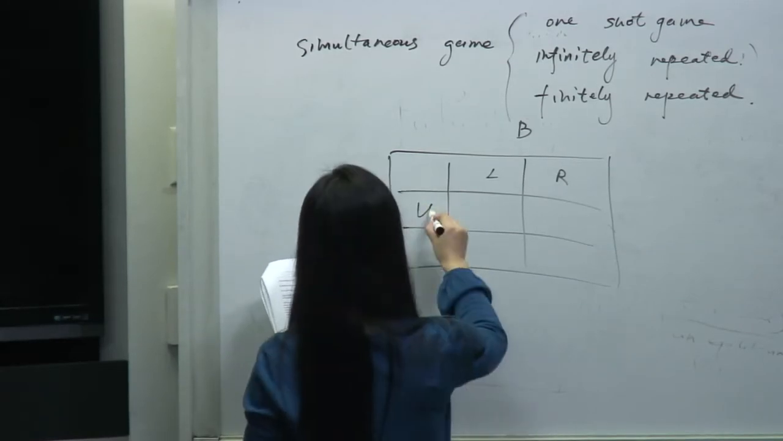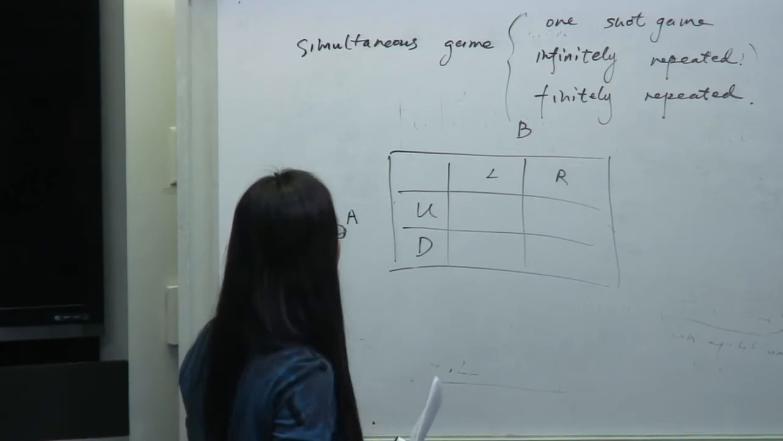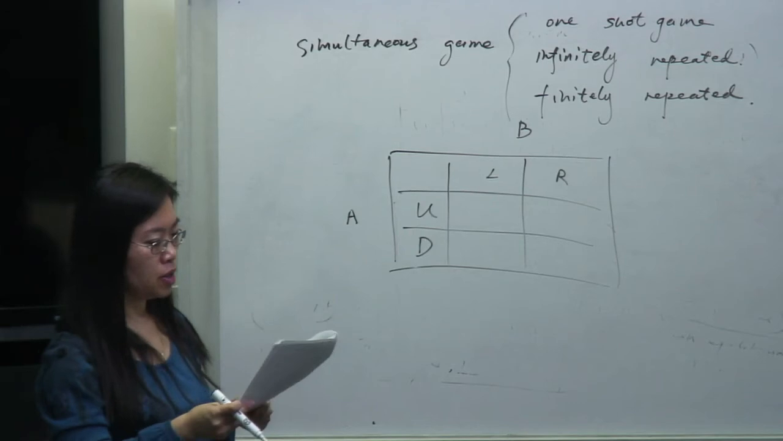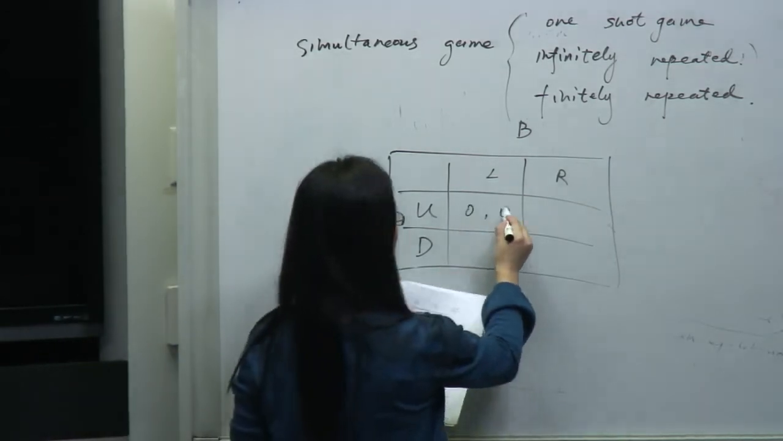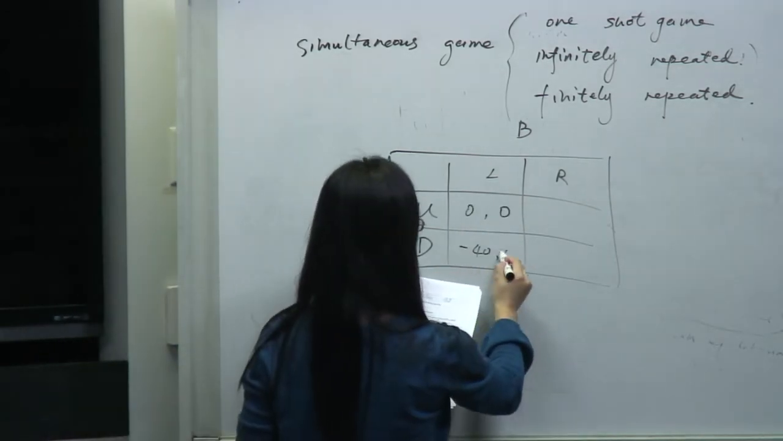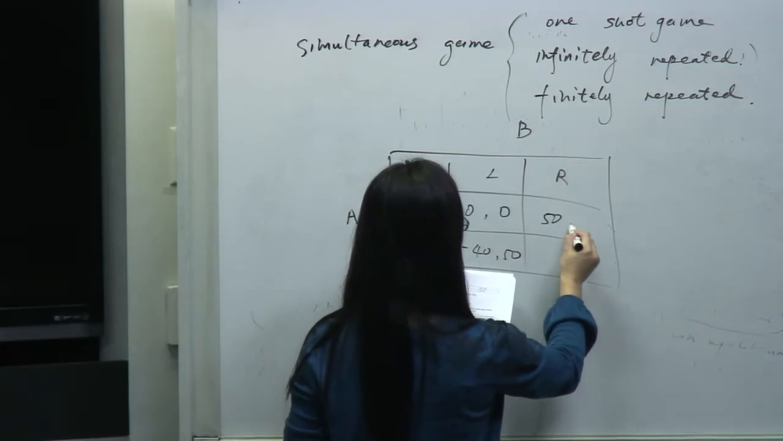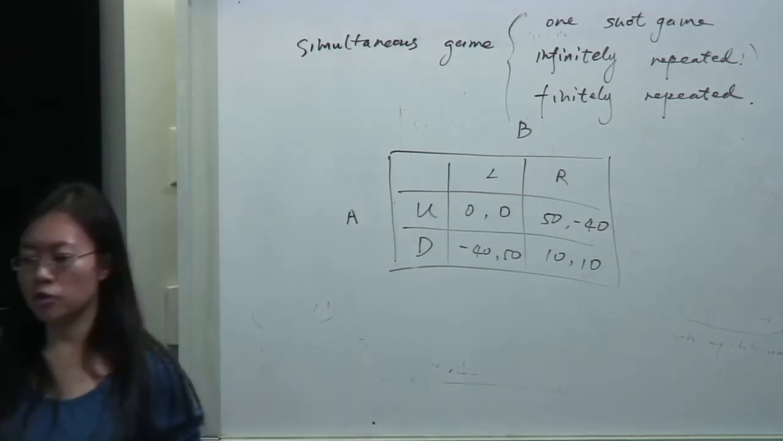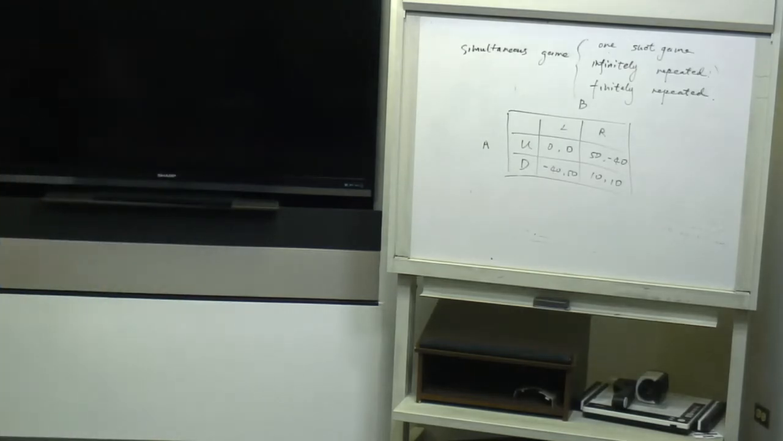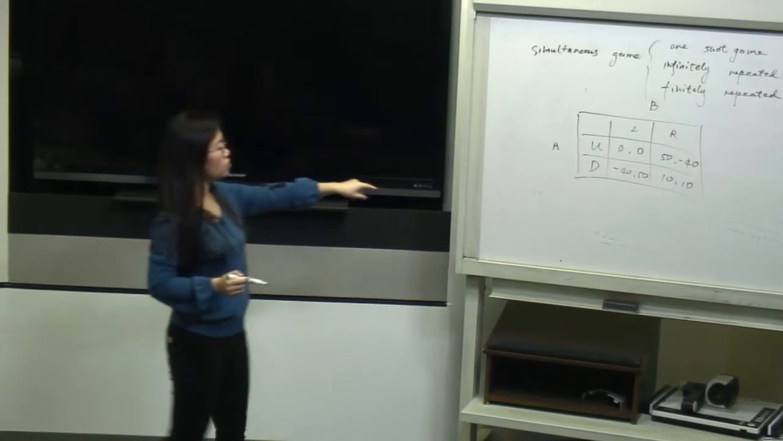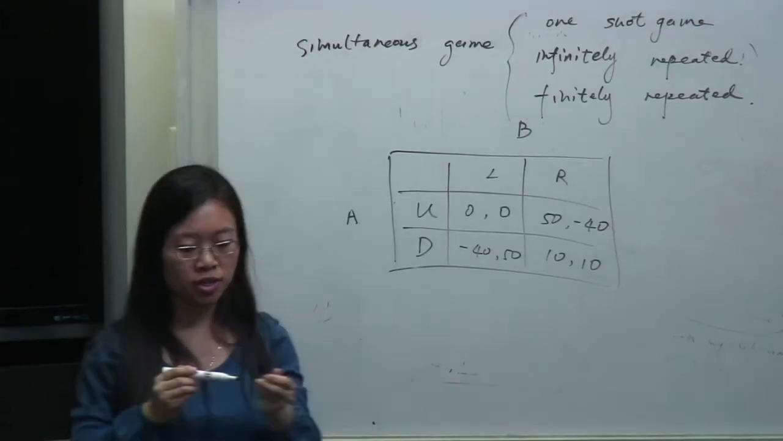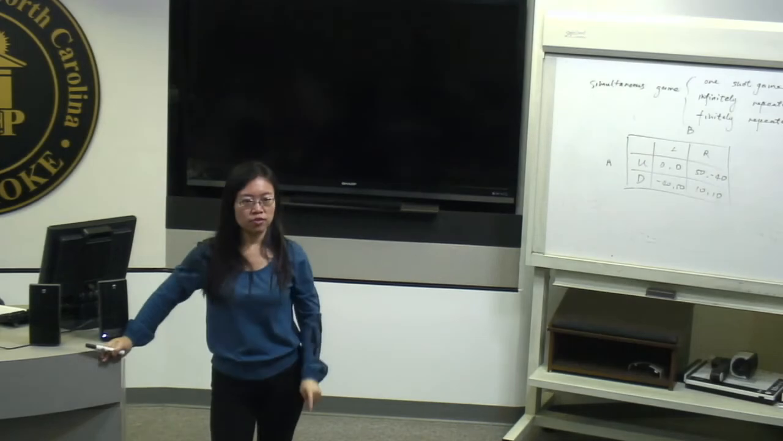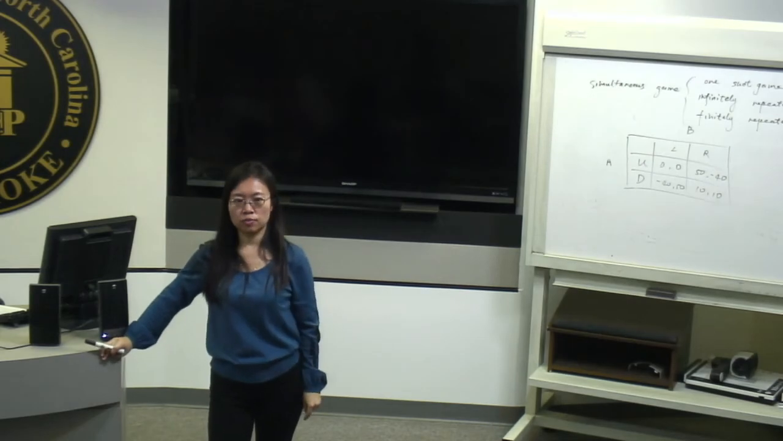Each player has two strategies to choose from. Let's suppose we have a one-shot game. Let's analyze it. What is the Nash equilibrium in this game? Figure it out for me right now.